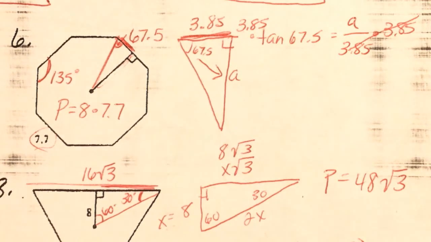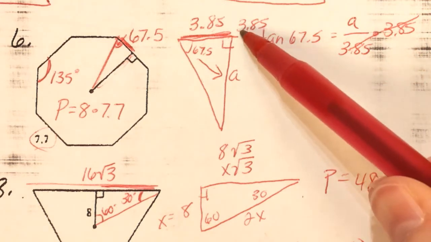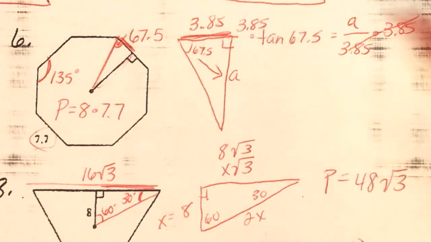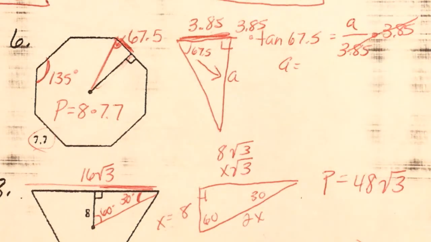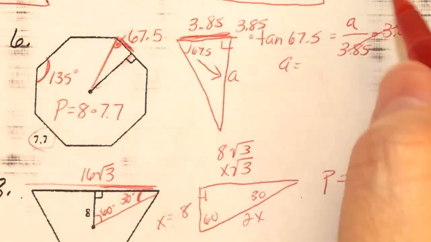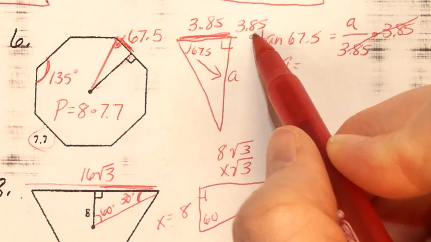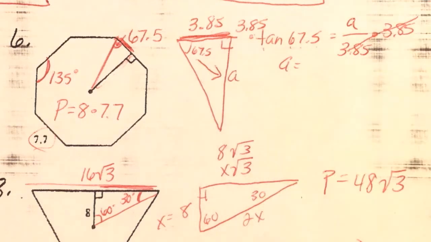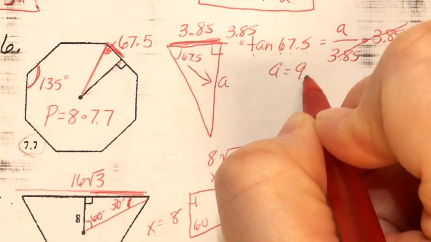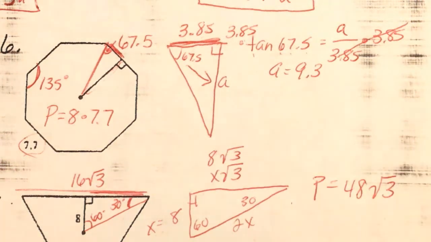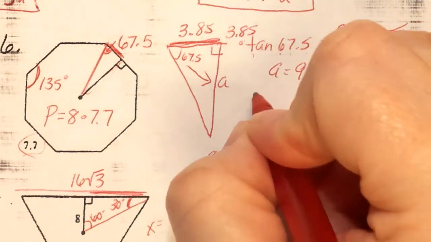I'm sorry, I squeezed that in there a little bit. So type in 3.85 tangent 67.5. Type that into your calculator. 9.97. It goes on. 3.85 tan 67.5. Rounded 9.3. Okay. Now just keep that in your calculator, don't clear it. Because yes, I wrote the rounded 9.3, but remember, just keep the actual answer in there.